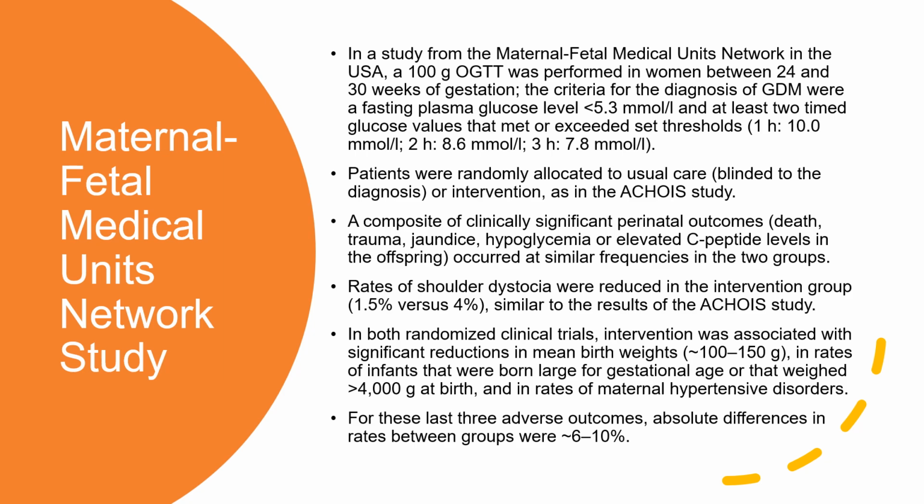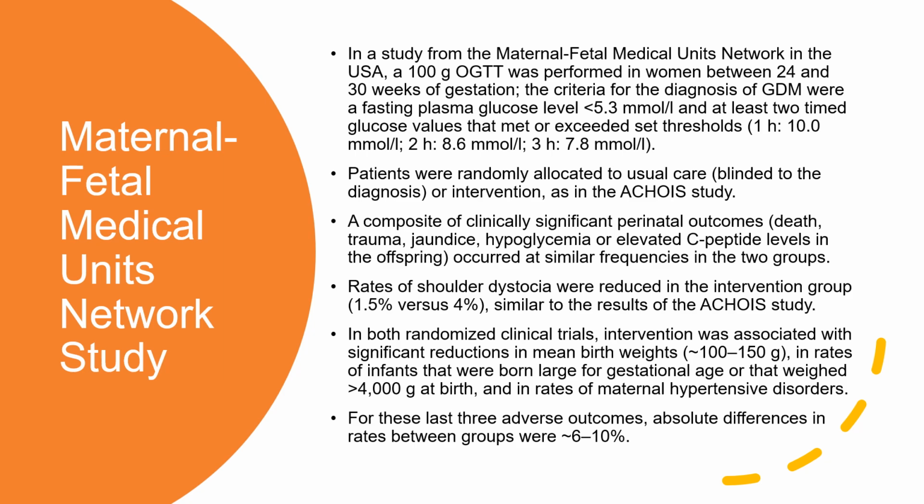In a study from the Maternal Fetal Medical Units Network in the USA, a 100-gram OGTT was performed in women between 24 and 30 weeks of gestation. The criteria for the diagnosis of GDM were a fasting plasma glucose level less than 5.3 millimoles per liter and at least 2 timed glucose values that met or exceeded set thresholds: 1 hour of 10 millimoles per liter, 2 hours of 8.6 millimoles per liter, and 3 hours of 7.8 millimoles per liter. Patients were randomly allocated to usual care, blinded to the diagnosis, or intervention, as in the ACHOIS study.